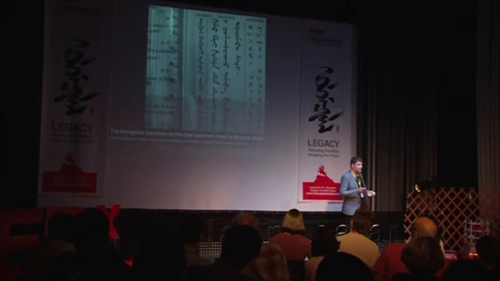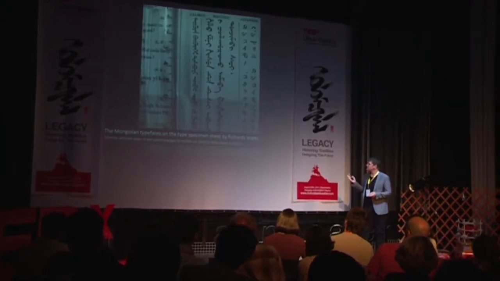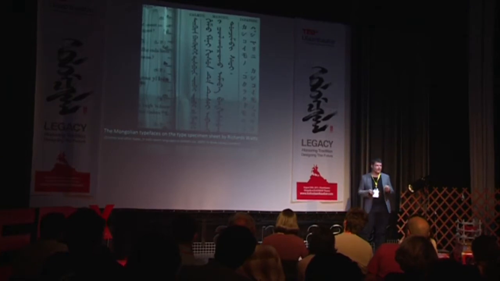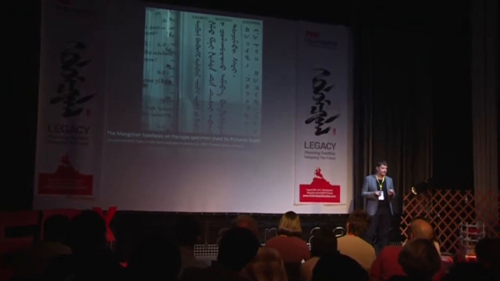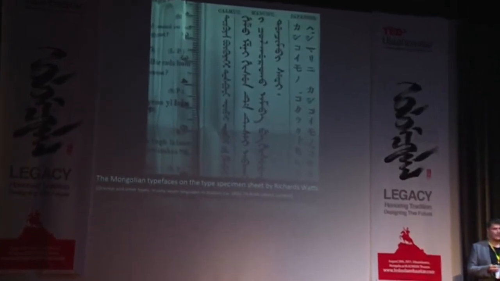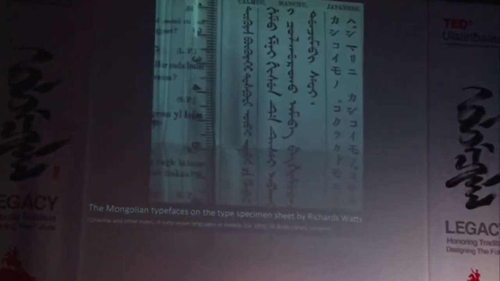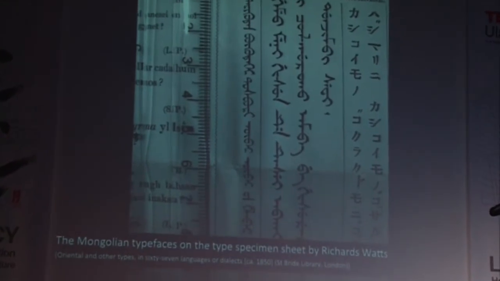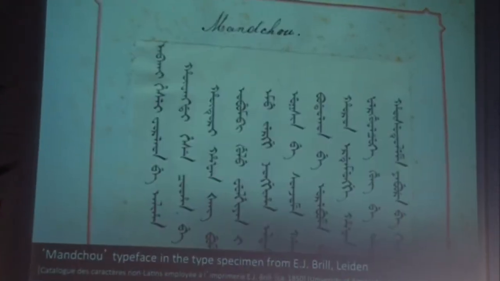And also, for instance, in the case of, as you can see here, the printing sheet from a London type founder, Richard Watts. The typeface was mainly used for setting Bible translations into Mongolian in the early and mid 19th century. Or this case, an example from an academic printing house in the Netherlands, Brill, who used this typeface to set academic printing text.